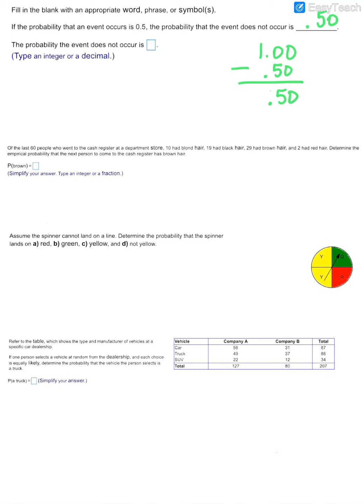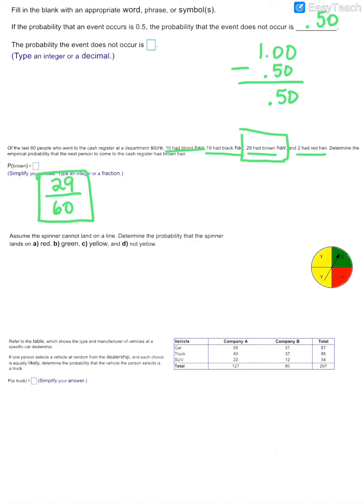On our second problem, we have of the last 60 people who went to the cash register in a department store, so we've got 60 people, they are telling us that 10 had blonde hair, 19 had black, 29 had brown, and 2 had red. So they want us to determine the empirical probability that the next person that will come to the cash register has brown hair. So it's based on what's already happened. So if 29 had brown hair, then what we say is 29 out of 60 would be the probability that the next person has brown hair.